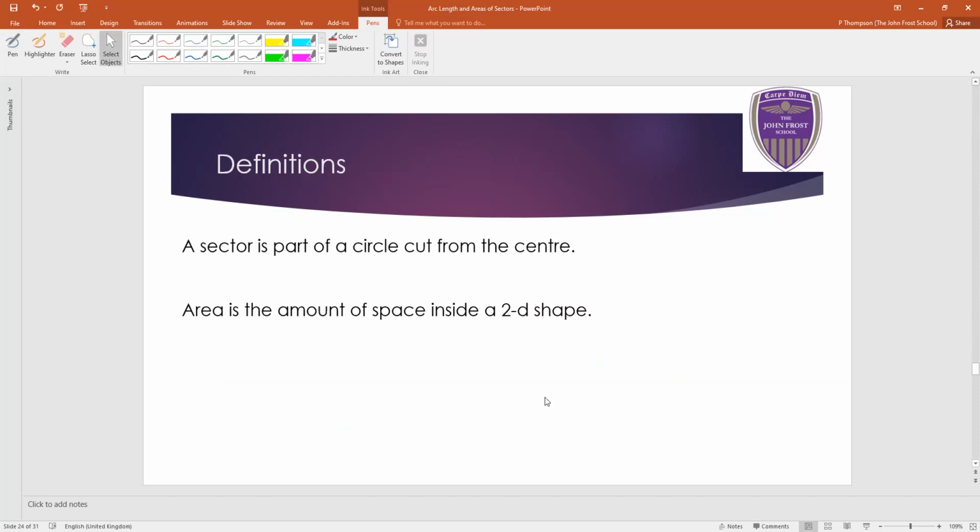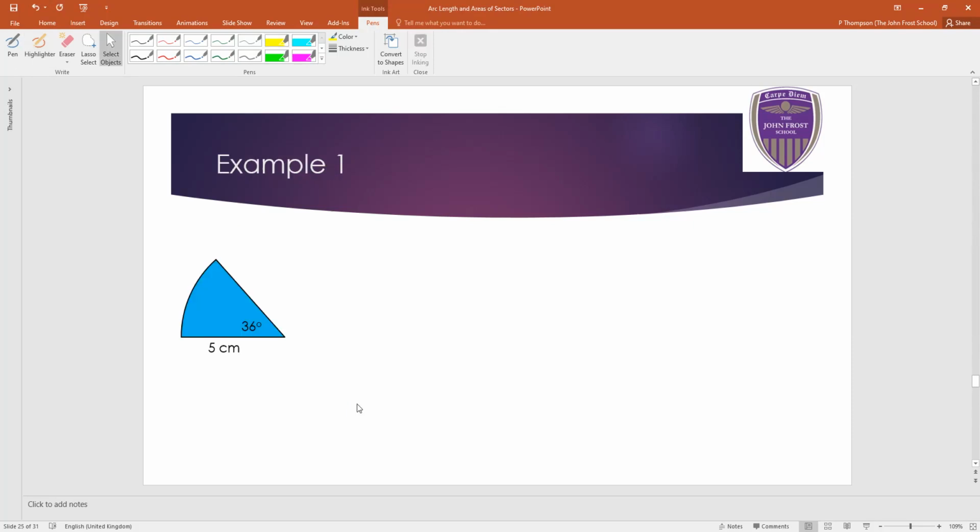Right, just a few definitions, and these definitions were explained in more detail in the arc length video I mentioned before, link in the description below. A sector is just a part of a circle, like a slice which has been cut from the center. The classic way to think about a sector is like a slice of pie or a slice of pizza, like a triangular wedge cut from the center of a circle. And we all know that area is the amount of space inside a 2D shape. Our goal today is to find the area of a sector. So here's our first example. Perhaps pause the video, sketch the picture, and then come back when you're ready.